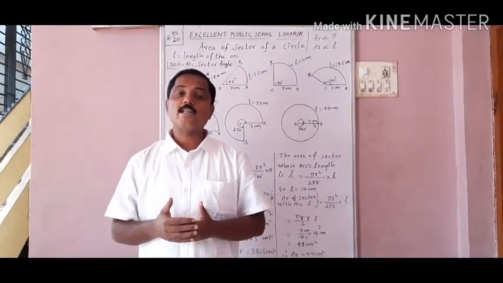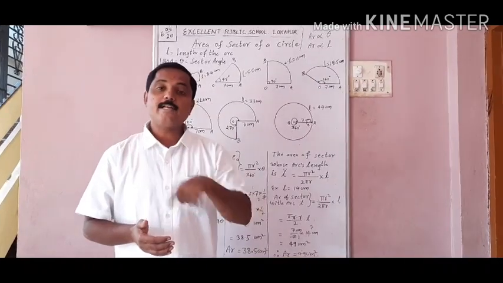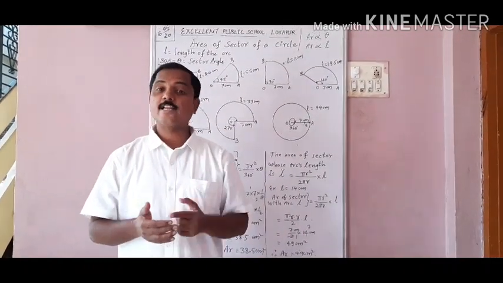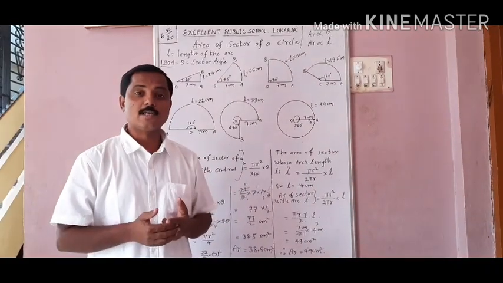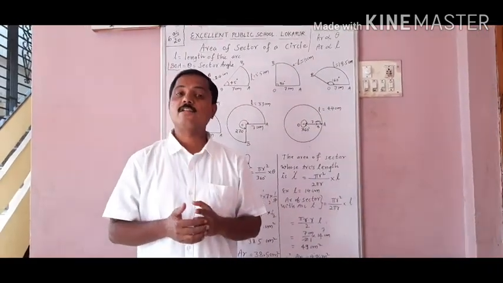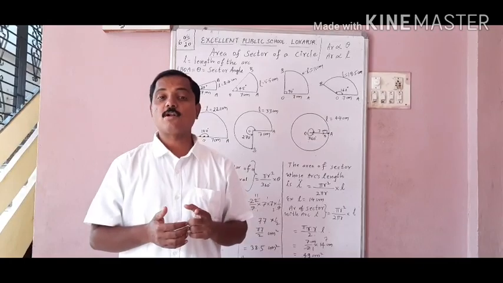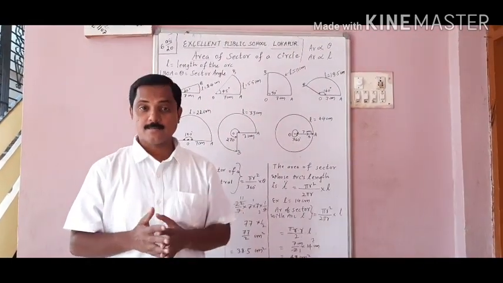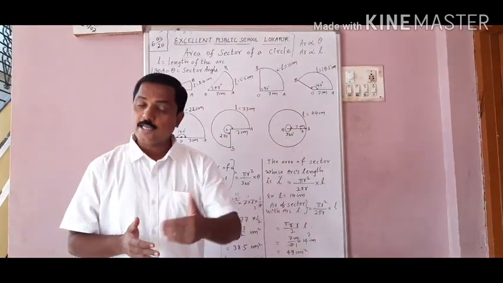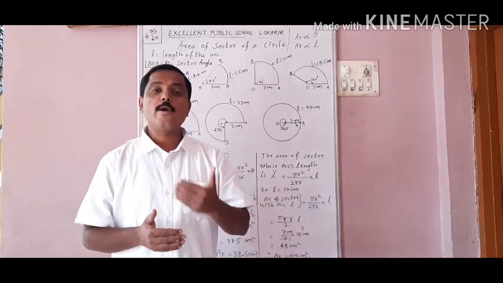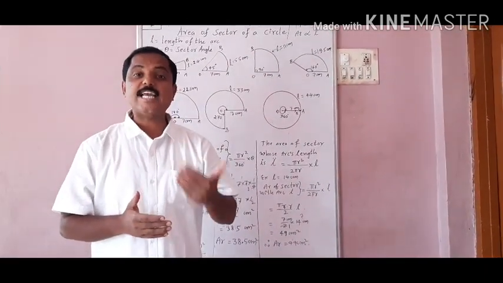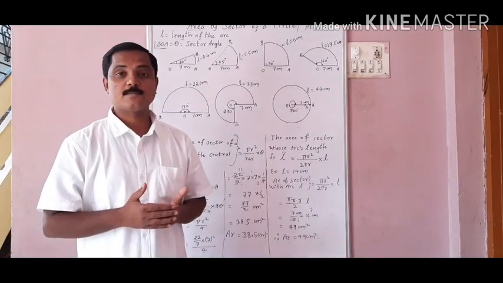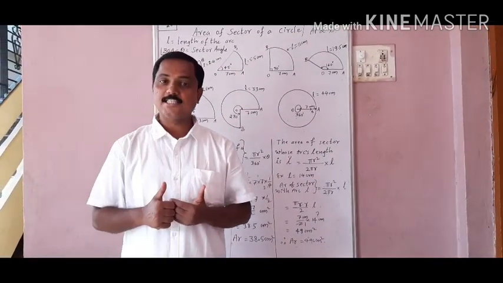If I ask you to find out the perimeter of the circle or circumference of the circle, and if I give you the radius of the circle, you will find the circumference by using the formula 2 pi r. But in today's session, we are going to see how the area of the sector is calculated. Let us start the session.